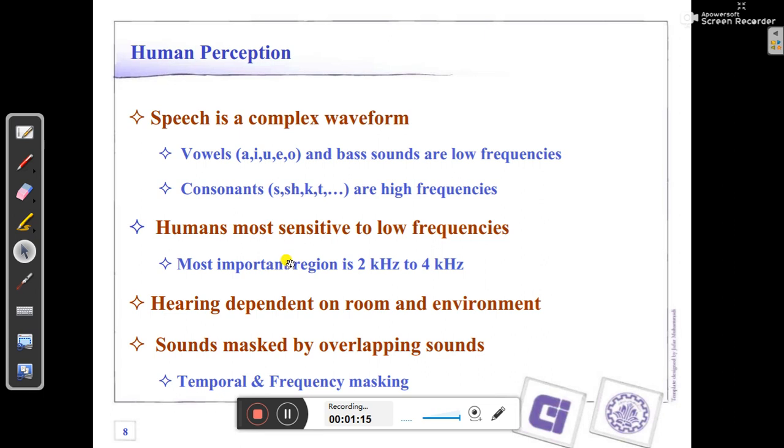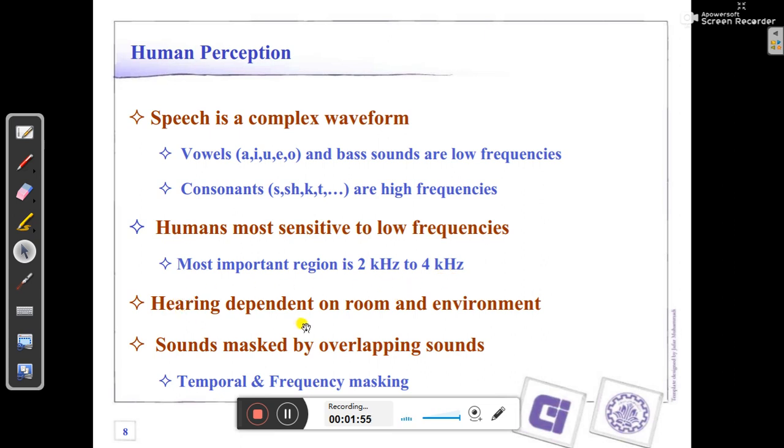So from human perception, we know that vowels and bass sounds are low frequencies and consonants are high frequencies. That is why speech is a complex waveform, because we usually speak mixing vowels and consonants. We are mixing the low frequencies with the high frequencies every time. Humans are most sensitive to low frequencies, so our ear is more sensitive to low frequencies. The most important region is 2 kilohertz to 4 kilohertz.